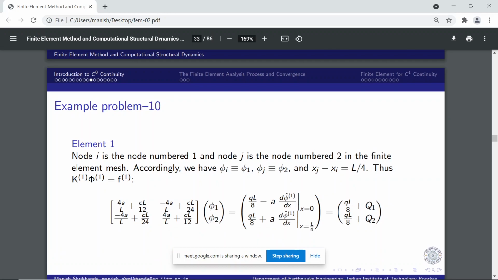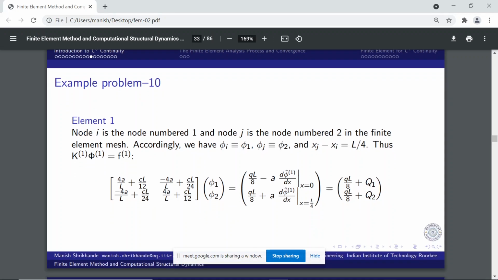So for element number one, the ith node is node number one in the global mesh, and node j is node number two in the finite element mesh. Accordingly, phi i is identical with phi 1, and phi j is identical with phi 2, and xj minus xi is equal to L by 4. And thus, the element level algebraic equation for element number 1 is this. I just substitute xi is equal to 0 and xj is equal to L by 4, and evaluate those generic expressions, and you get these results, right? And these are the secondary variables at node 1 and at node 2.